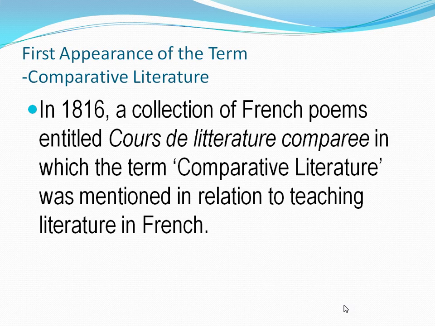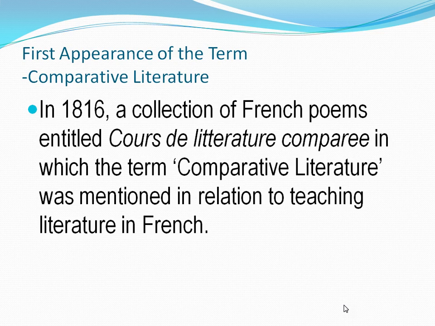Before this, we got the idea the first time Matthew Arnold gave a lecture at Oxford University. There he mentioned the term. That was in 1857, but here 1816. So we can say that comparative literature starts with the term initiated by the French researcher, the French poems entitled Cours de littérature comparée. And in that term, comparative literature was mentioned in relation to teaching literature in French.